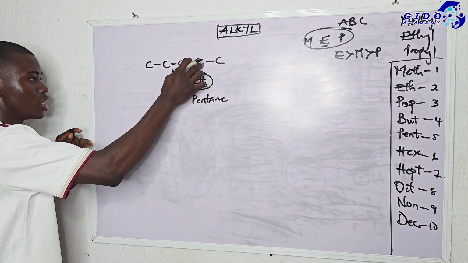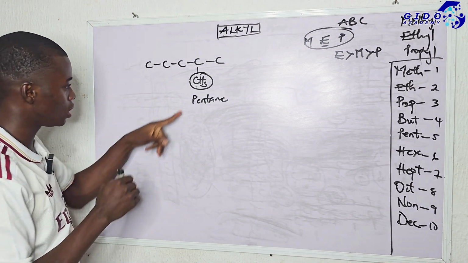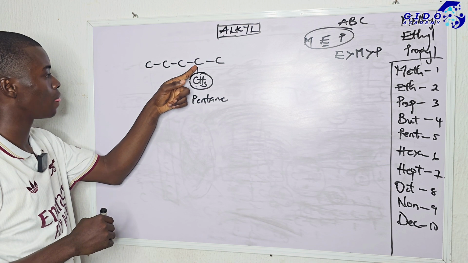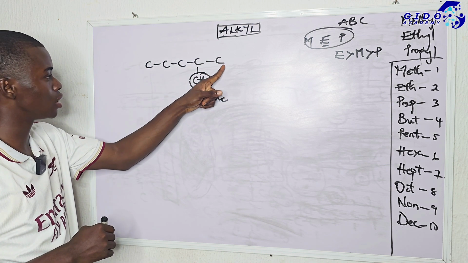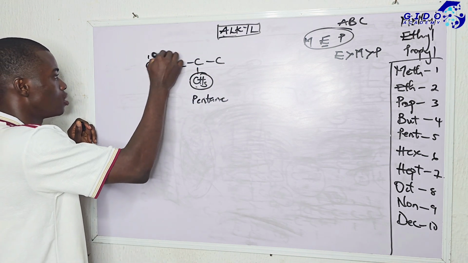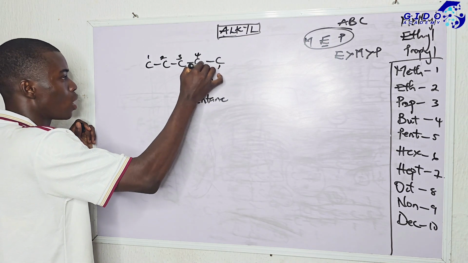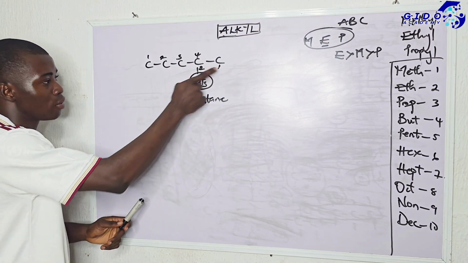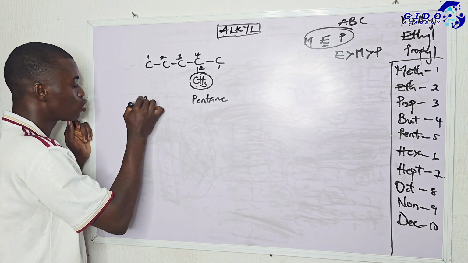And what is the position of this carbon atom? If you start counting from this side, you're going to have 4. But if you start counting from this side, you're going to have 2. What I mean by that, 1, 2, 3, 4, and here will be 1, 2. So which number is lower? Is 2. So we start counting from what? From this side.